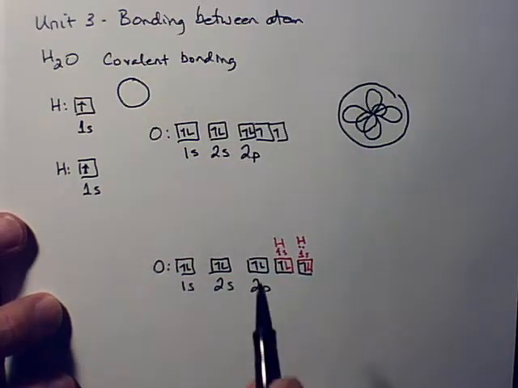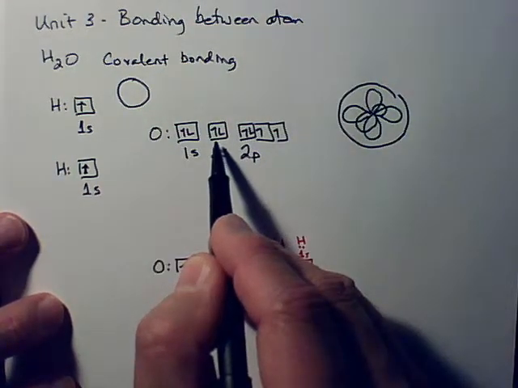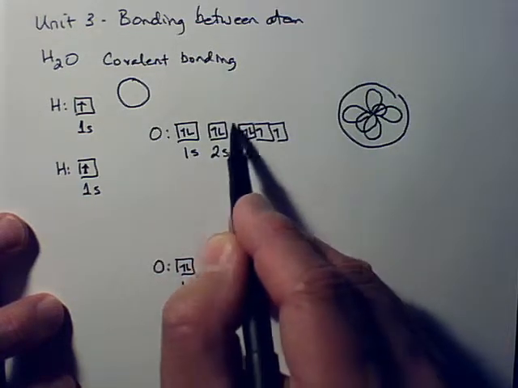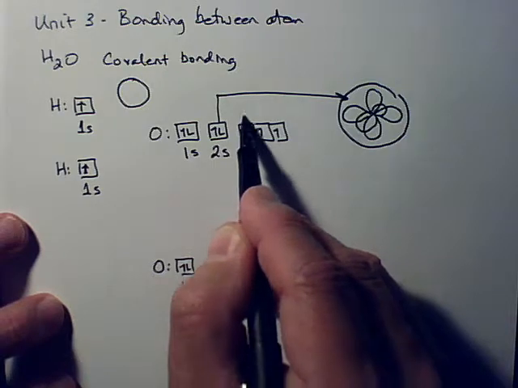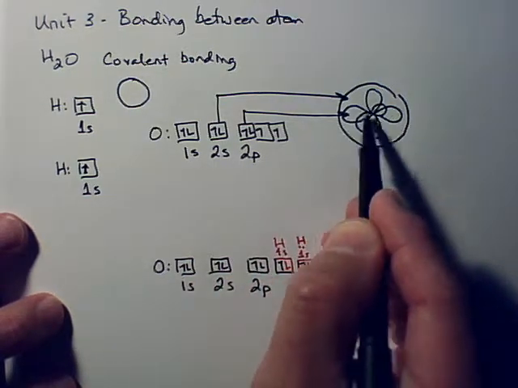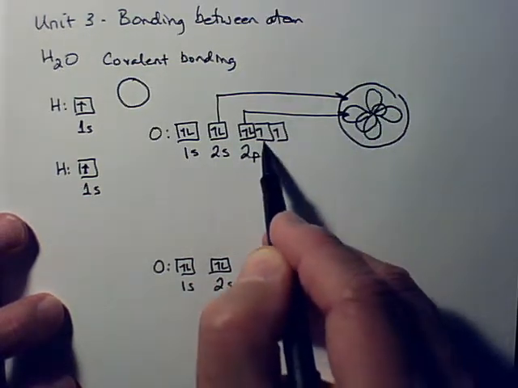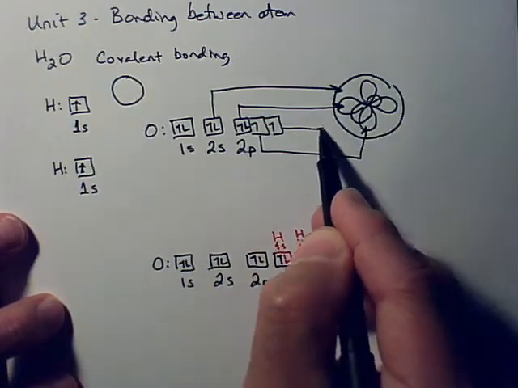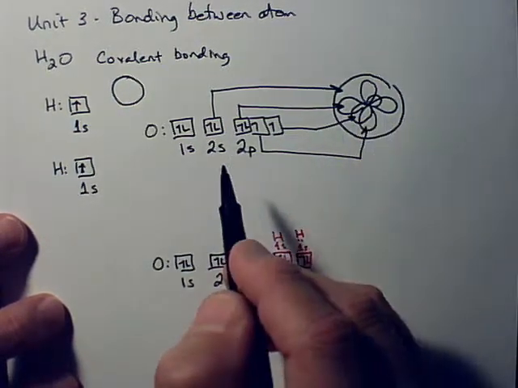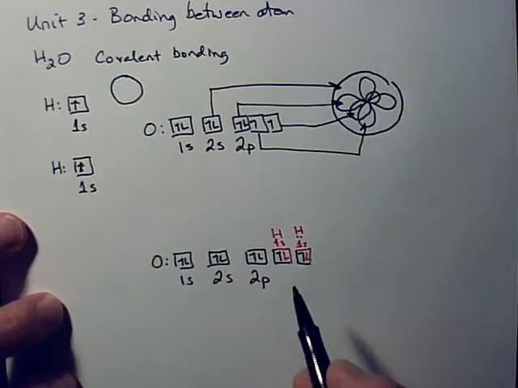Remember all that? And so the 2s here is this part right here, and this P might be this double set of balloons here, both sides. This P might be this set of balloons, top and bottom, and this P might be that one, top and bottom. Okay, so we really have to include all of that.